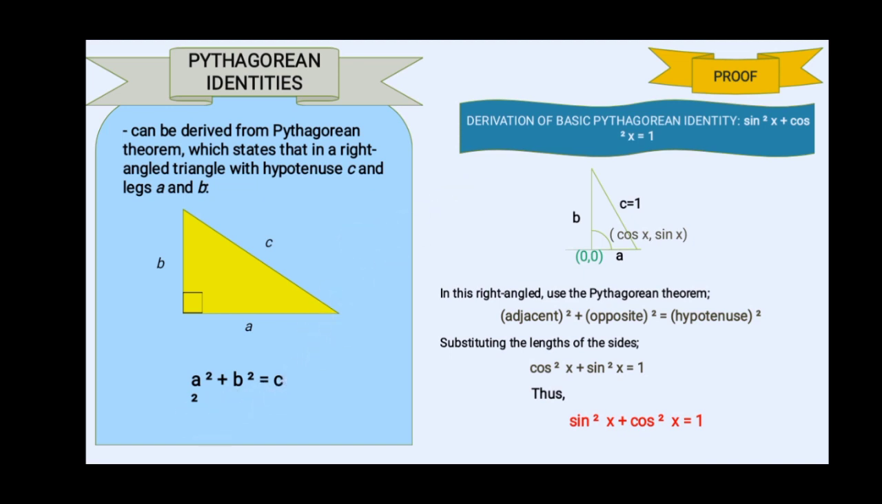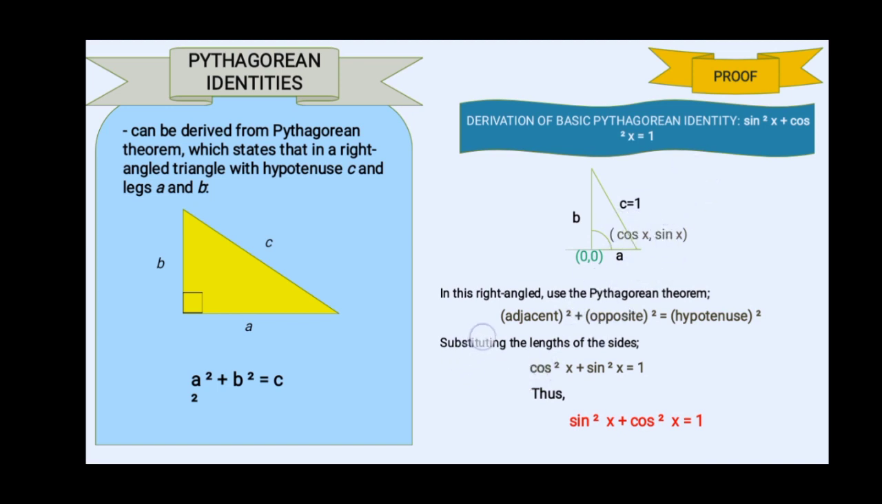Now first let us prove the derivation of the basic Pythagorean identity: sine squared theta plus cos squared theta is equal to 1. Try to focus on this figure. This is a right-angled triangle in a unit circle, and this is our angle theta, with sides equivalent to cos theta and sine theta. Since a is the x and b is the y, in the Pythagorean identity the hypotenuse is always equal to 1, and that's the rule.